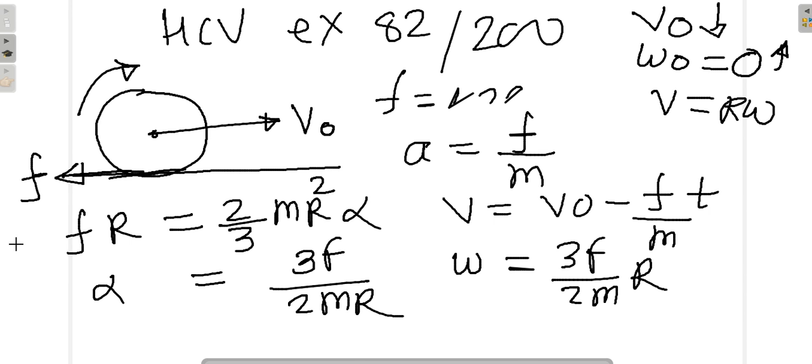Again we will follow the same approach. For Ft upon m, we will write v naught minus v, and we should quickly be able to get the answer.